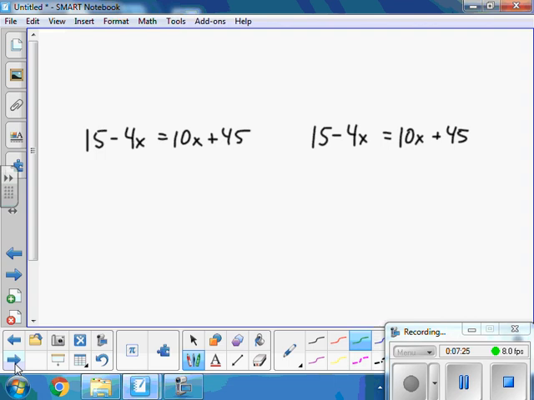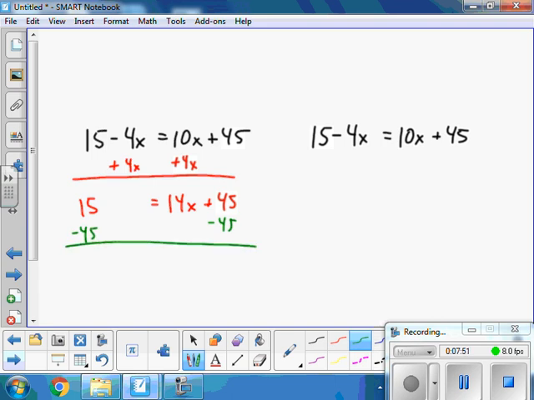What do we got here? Oh, we have variables on both sides. These are the same, and we can solve this in a couple different ways. I'm going to go ahead and get all my x's over to this side. So I have 15 equals 14x plus 45, and I'm going to subtract 45 from both sides. I end up with 15 minus 45, negative 30 equals 14x.